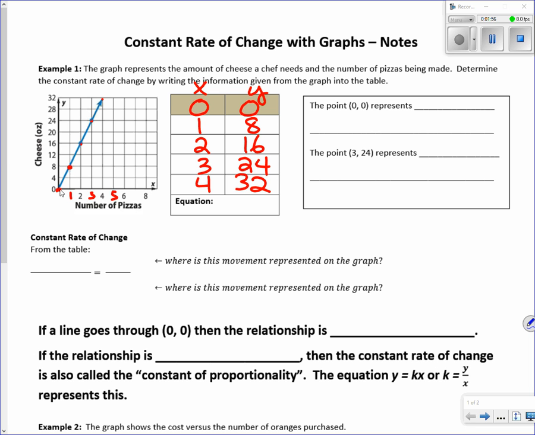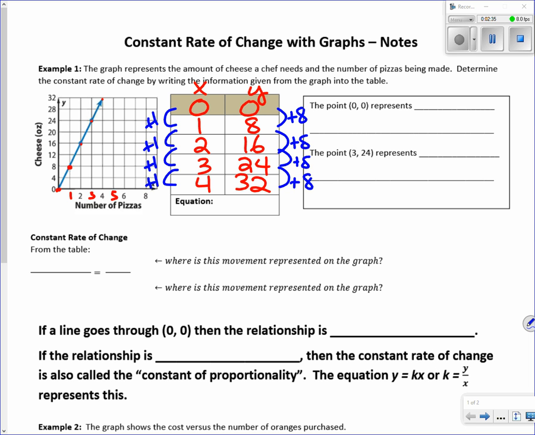We're going to look at our change in x. As you can see, our change in x is +1 each time, and it is consistent. And our change in y is +8, and it's also consistent. So let's answer our questions that are over here in the box. Let's read the example. I didn't do that first.